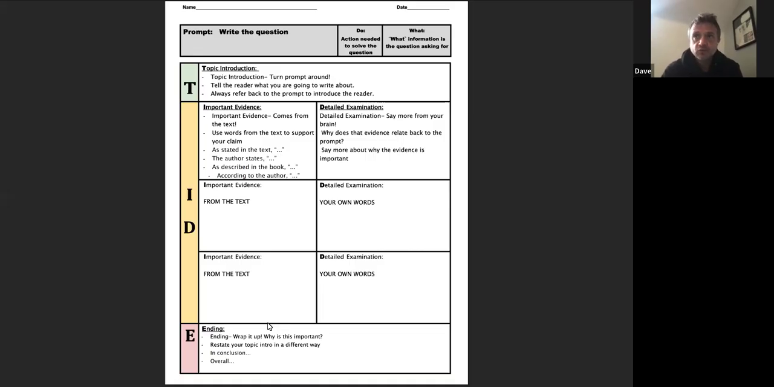Everything has an ending. You don't want someone just walking away in the middle of talking to you. They do. You're like, what? The same with your writing. You don't want to just stop in the middle. You want to wrap it up. You want to say why it's important. You want to restate the topic. Okay. So make sure you are doing all of this. Make sure you write your in conclusion overall. Let your brain know it's ending.